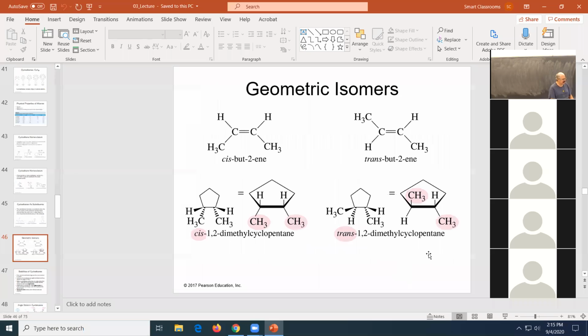All right, cis-trans or geometric isomers. These cannot be interconverted by conformational changes, by folding. To go from cis, in which we have both methyls, both substituents, on the same side, to trans, we actually have to break a bond and reform it in a different position. So these are isomers. They're different compounds. They have different properties.